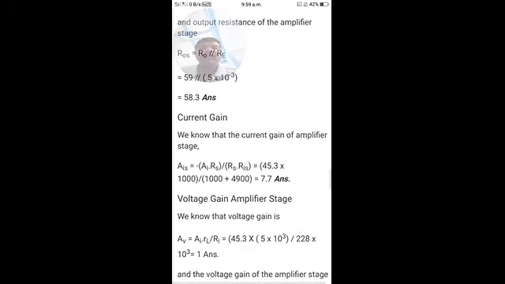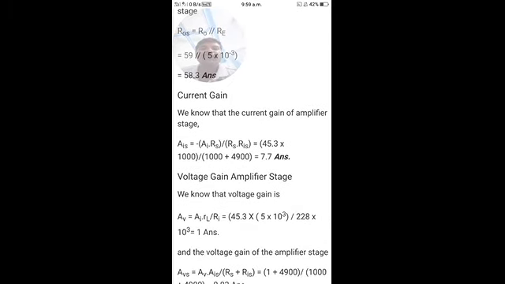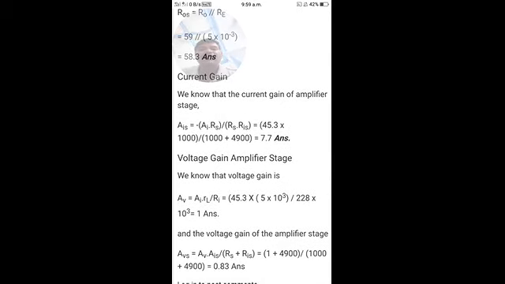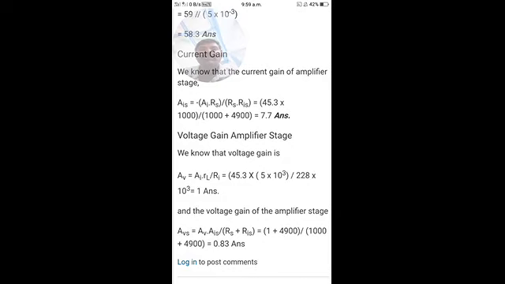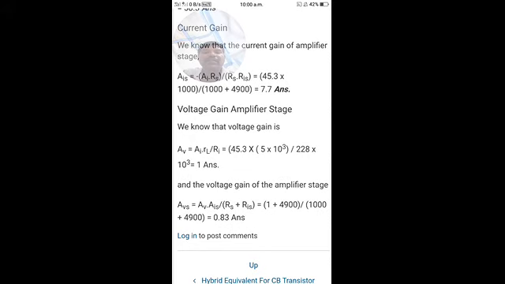Voltage gain of the amplifier. Only the transistor voltage gain is AI into RL by Ri, current gain into load resistance by input resistance, it is 1. And the overall voltage gain of the amplifier, by considering the circuit, is the voltage gain of the transistor into the overall current gain with source resistance by Rs plus Ri dash, it is 0.83.